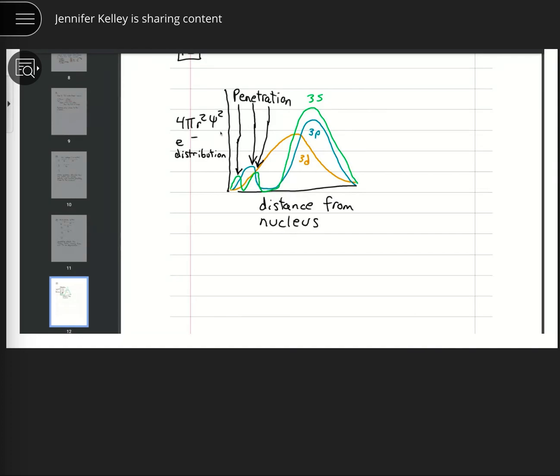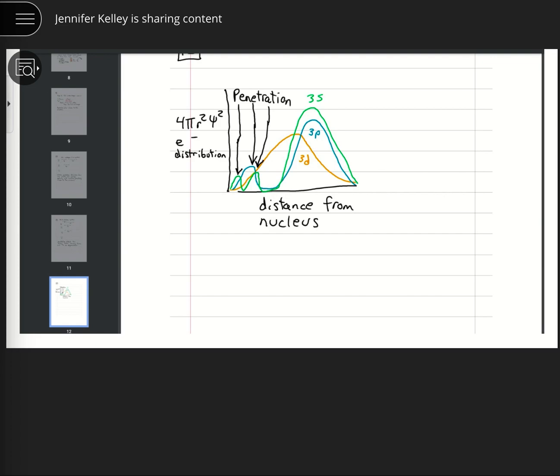Remember when we were counting nodes? Talked about standing waves have nodes, and nodes is where it hits 0. And then we drew the electron distribution map for the different orbitals, and everywhere it hit the bottom, that was a node.